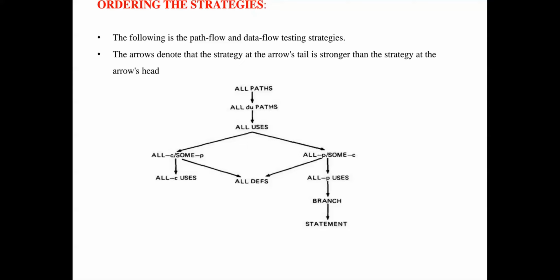These are represented by arrows, denoting how the path should be executed, from all paths to all DU paths to all uses, and then all computational plus predicates, or all predicates plus computational. According to that we go through the remaining paths. Okay, this is the representation. Read in one direction the order is decreasing, not increasing. This direction will be the decreasing, and the other direction will be the increasing order. The last one is the very perfect one.